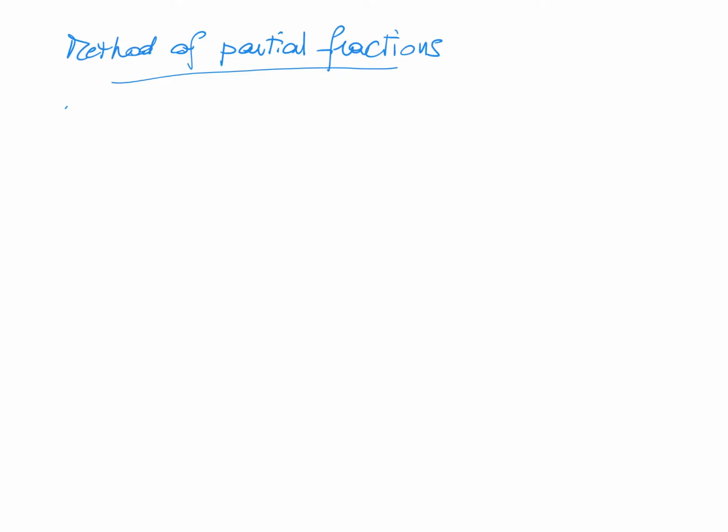How does it work in general? So we have that Q(x) is a polynomial of degree n. And we can factorize this polynomial.